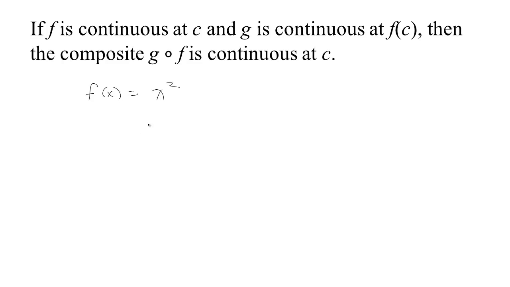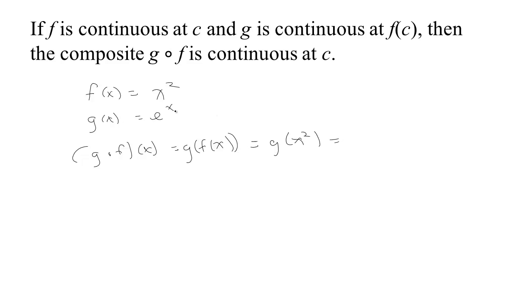You could think of it as the product of x with x, so that's got to be continuous. And here's a continuous function, e to the x. So if we find the composition of those two functions, what we mean is to take x, plug it into f, and then plug it into g, which would be g of x squared, and g takes whatever you give it and makes it the exponent on e.